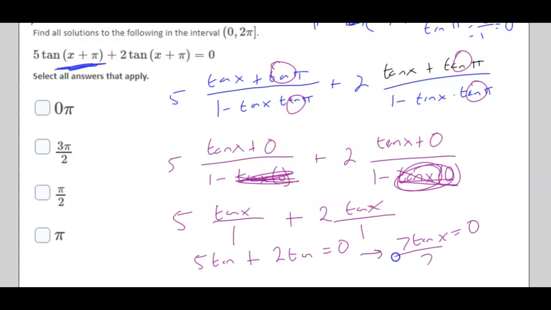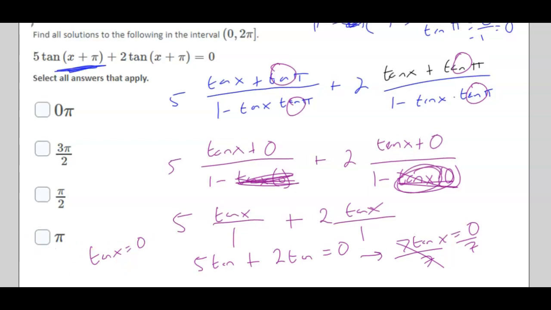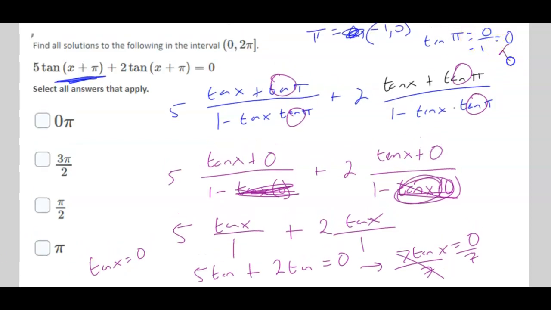And now just divide by 7 on both sides. You get tan x equals 0. So now what is tangent equals 0? Well, we already got one of the answers, right? Right here. Tangent of pi. So pi. And what's the other one? Where else do you have tangent of 0? Well, remember 0 pi is the point 1, 0. So tangent would be 0 over 1, which is 0. So it'll also be this one right here. 0 pi and pi.